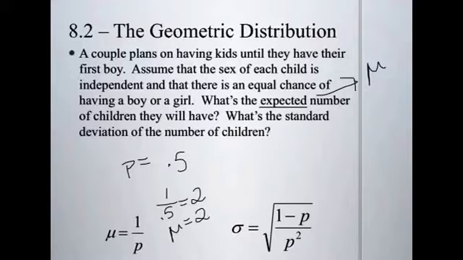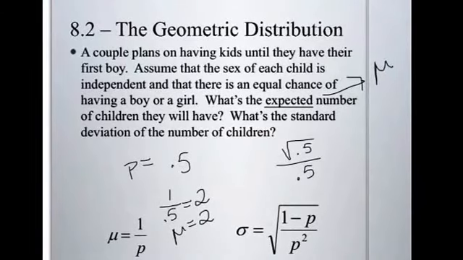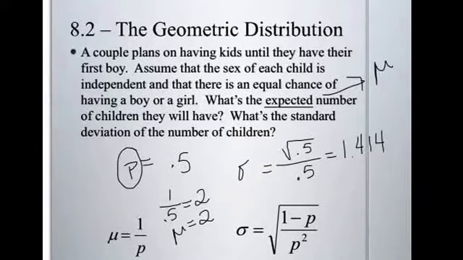And the standard deviation of the number of children is going to be the square root of failure, so 0.5, over the square root of success, or just over success. And that gives me 1.414. So here we just have to memorize these formulas. It's pretty straightforward. We have to figure out what p is, and that's it. P is the only variable in our equation.